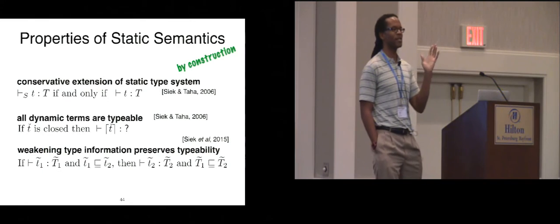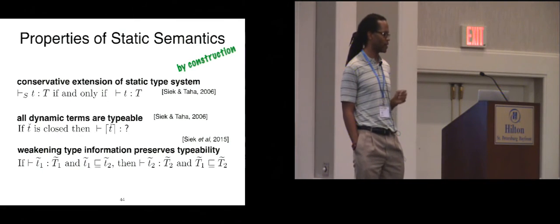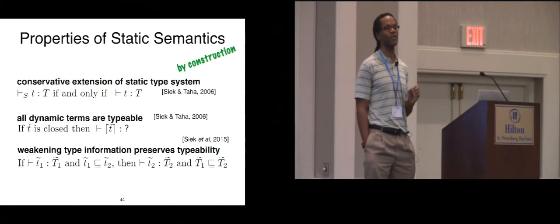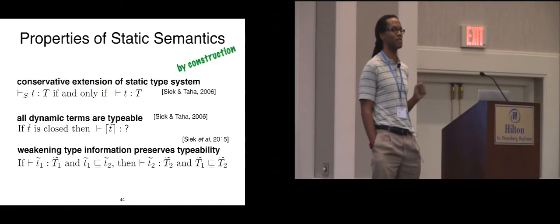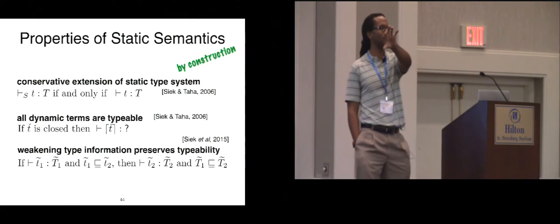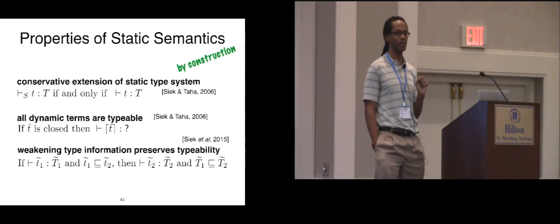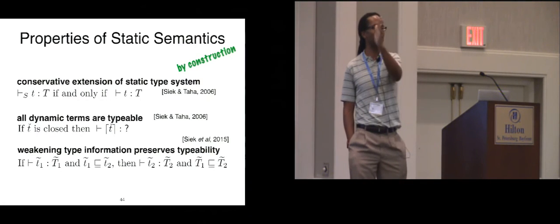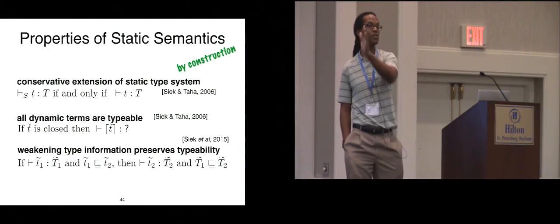So the resulting static type system enjoys a number of appealing properties, including that it is a conservative extension of the static type system on the static side, which means it accepts and rejects the same static programs. On the dynamic side, it accepts all dynamically typed programs, which means all checking is going to be deferred to runtime. And in the middle, we have a continuity property, which says that if I can successfully type a program and I weaken its type information, it will still be typable.